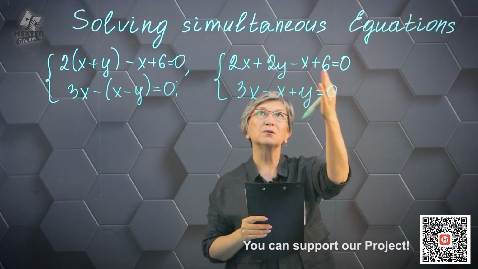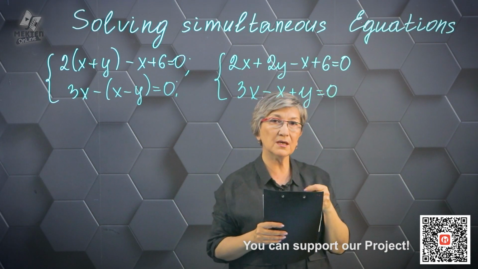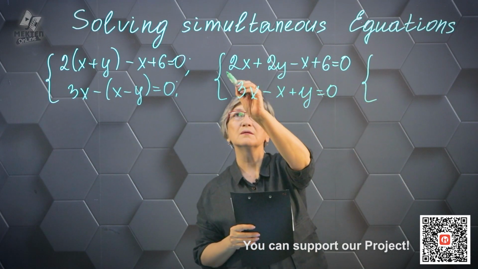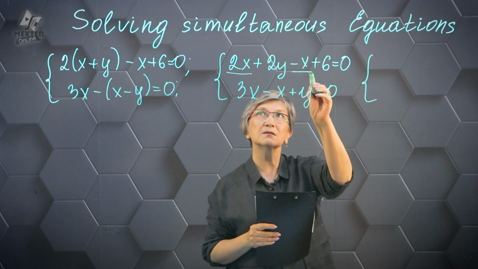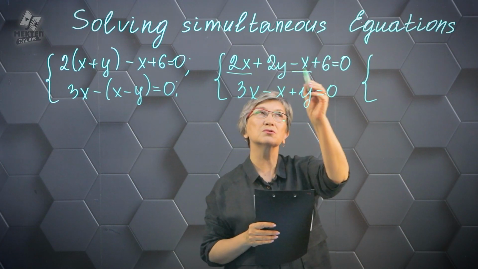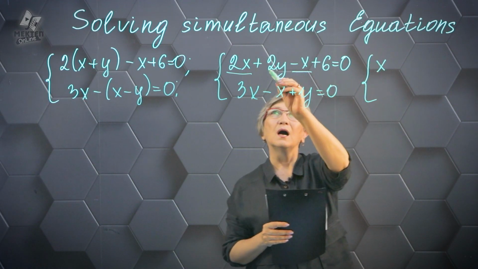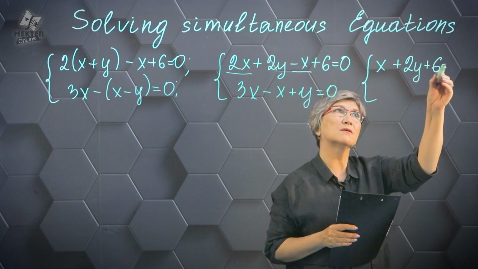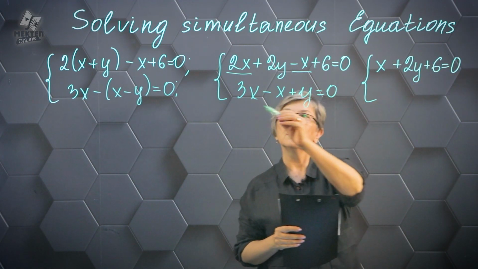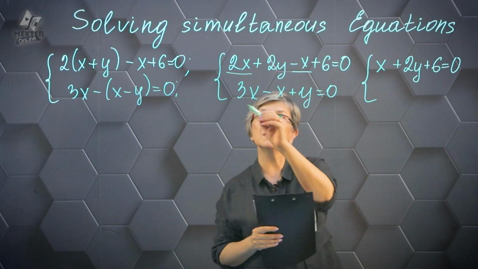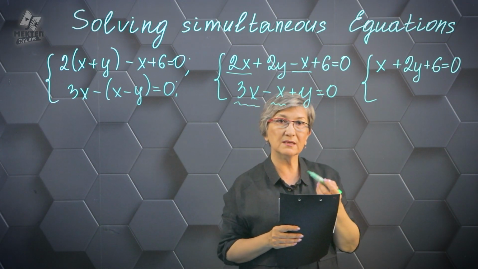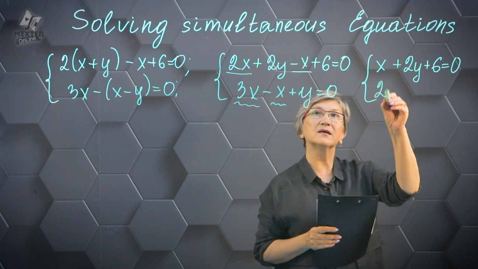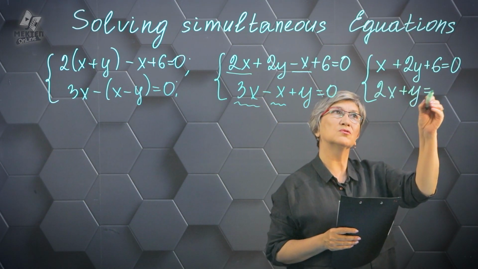Now, we have two equations. These equations need to be simplified, because in the first equation we see like terms with x. We can do 2x minus x, so that's just x. And the 2y, we'll leave the 2y, plus 6 equals 0. In the second equation, we can also combine like terms. 3x minus x is 2x, plus y equals 0.